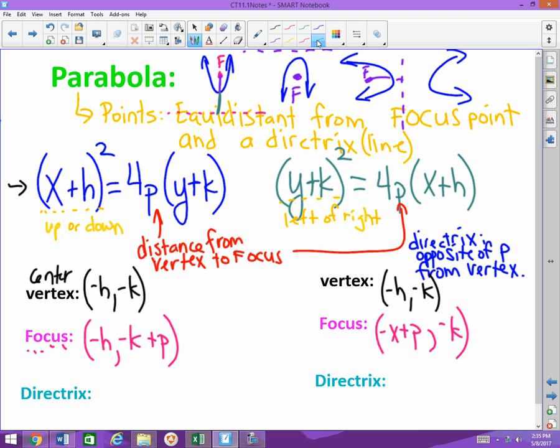And then your directrix would be, in this case, y equals the opposite of k minus p. And here, the directrix would be x equals the opposite of h minus p. That should be an h there. What was I thinking?